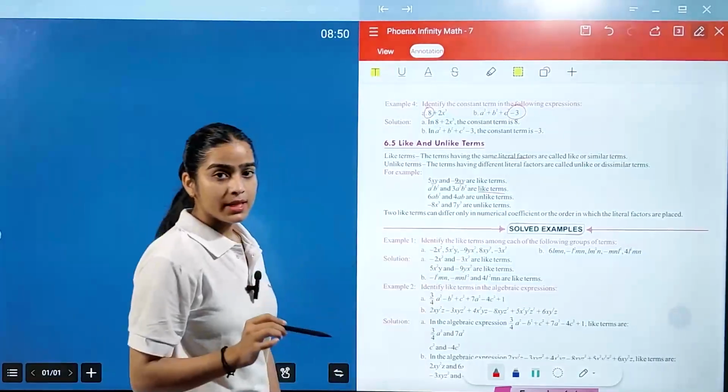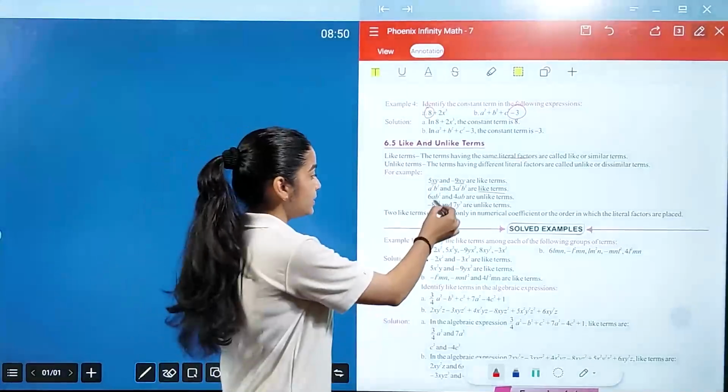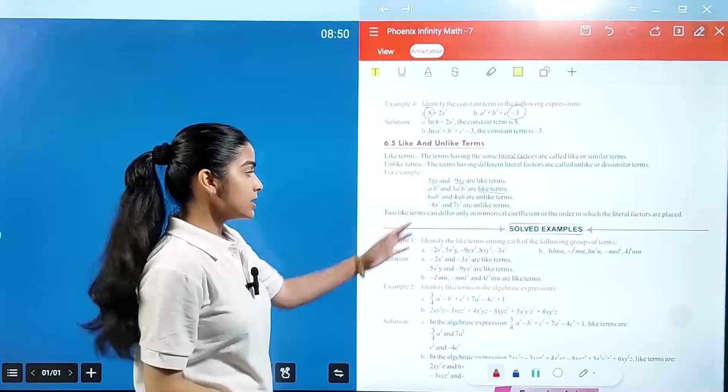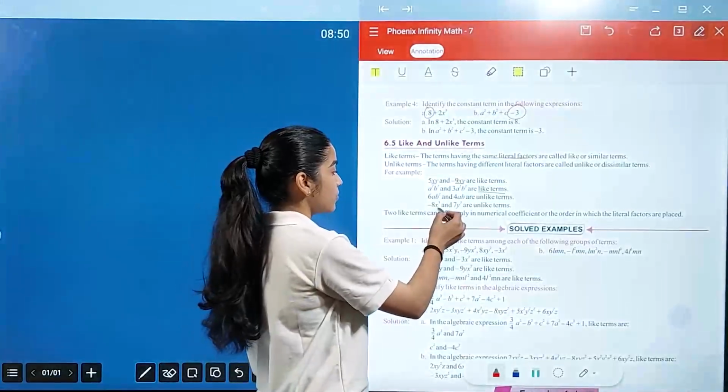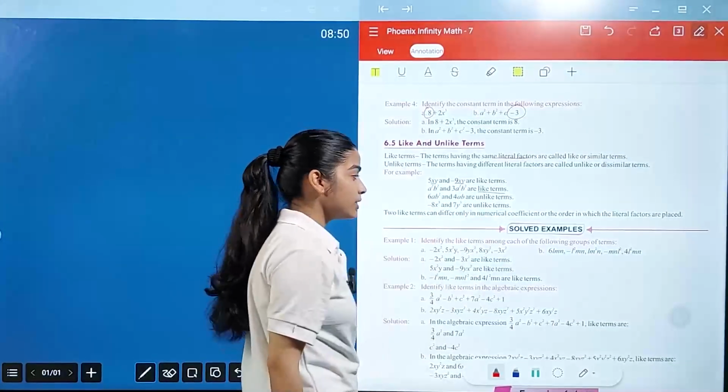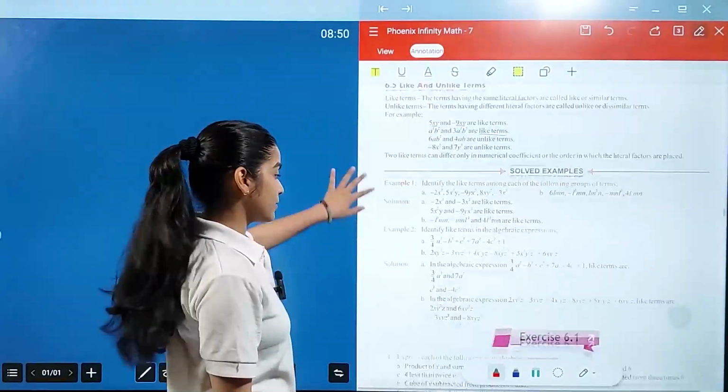The alphabets are the same but their powers are different. For example, a b square, and in the other case we don't have any square. So these are unlike terms. 8x cube, minus 8x cube and 7y cube. Here x and y are different, that is why they are unlike terms.